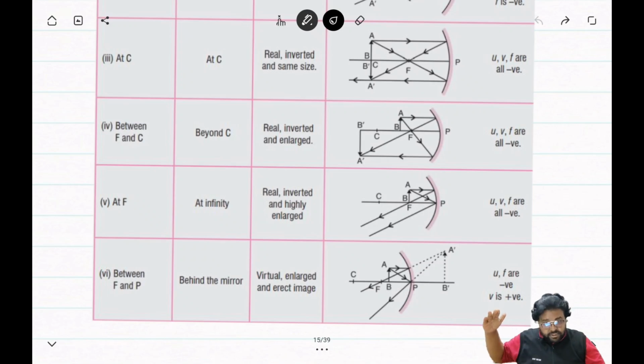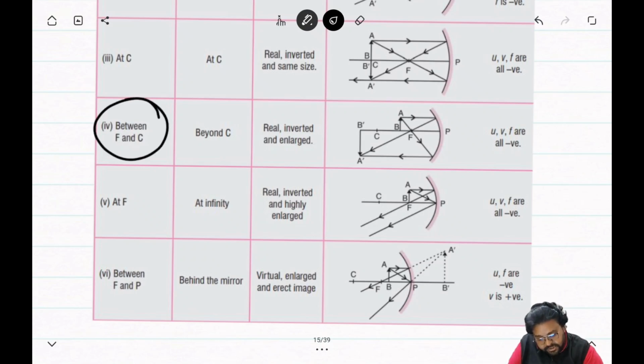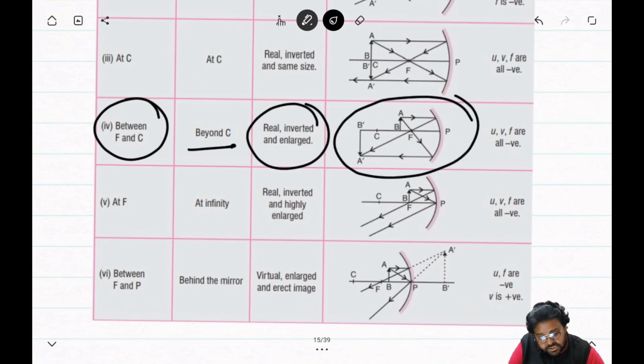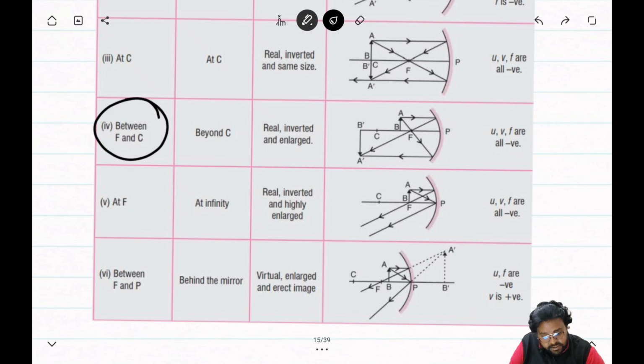Now I am bringing the object near and the image is shifting like this. First, when the object was at infinity, the image was at F, then beyond C, between F and C, at C. Now the object is kept between F and C, the image would be beyond C. So now that's the fourth point. When the object is kept between F and C, the image is beyond C and the image is real, inverted, and enlarged. And this is how the diagram is made.